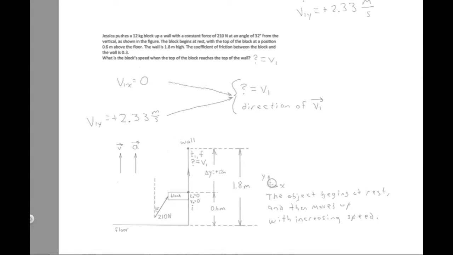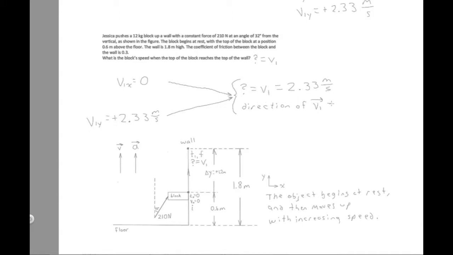Remember that we're using these axes. When one component is 0, it's very easy to use the components to figure out what we need about the overall vectors. The magnitude here, since this component is 0, the magnitude of the overall vector is the same as the magnitude of the component. So that will be 2.33. As we've already discussed, this velocity is pointing straight up, no x component. So the magnitude of the y component is the same as the magnitude of the overall vector.